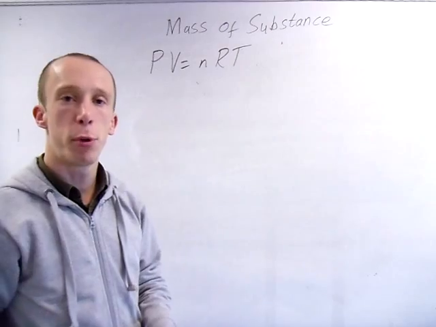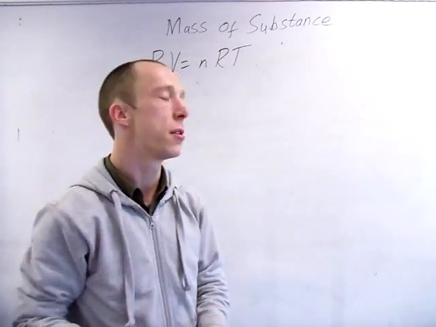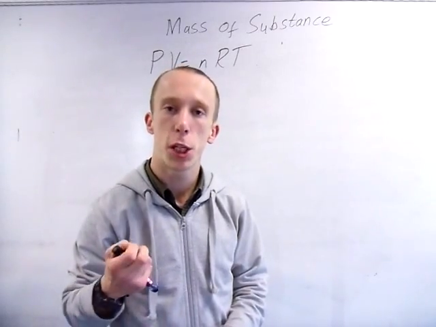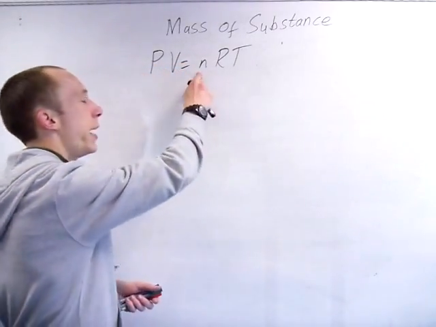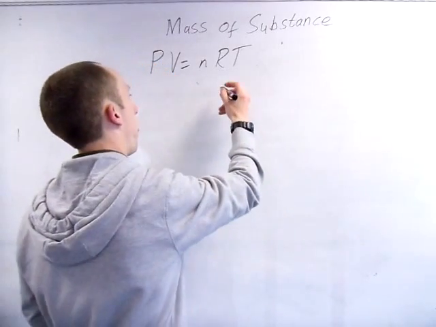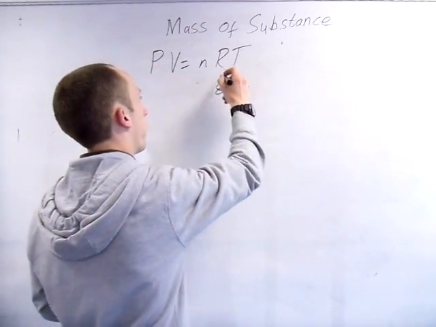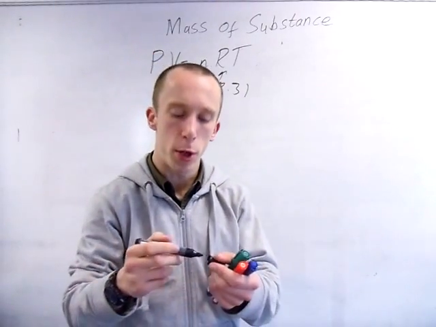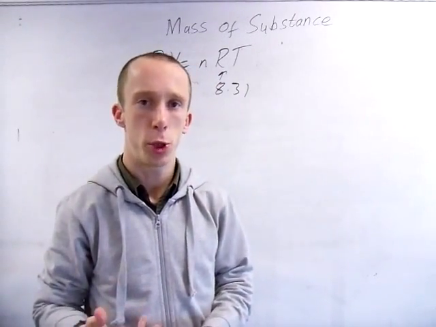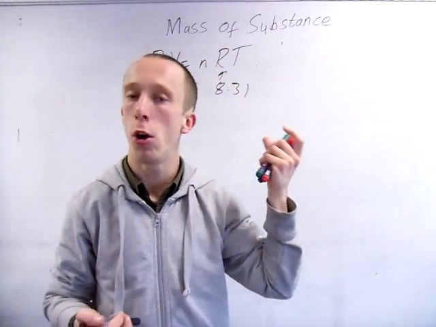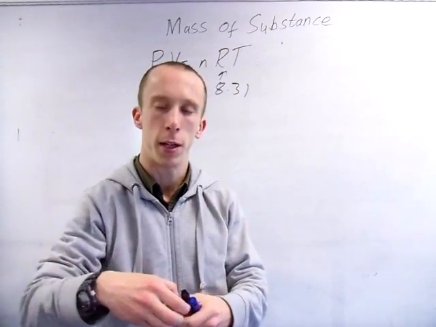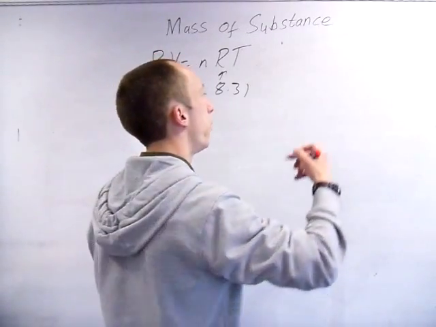So P stands for pressure, should be in pascals. V stands for volume, this one should be in meters cubed. N, number of moles. R is the gas constant. Always 8.31. You usually are given it in exams, but do not push your luck. One number to remember, R is always that. T is temperature, and temperature should be in Kelvin.